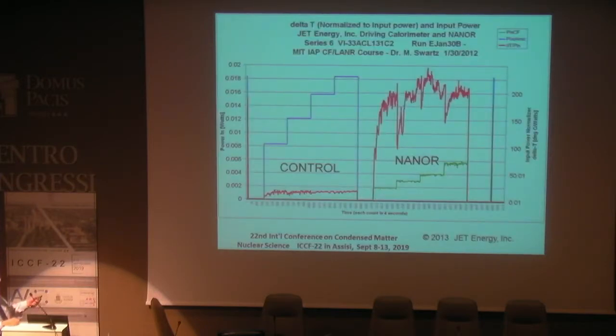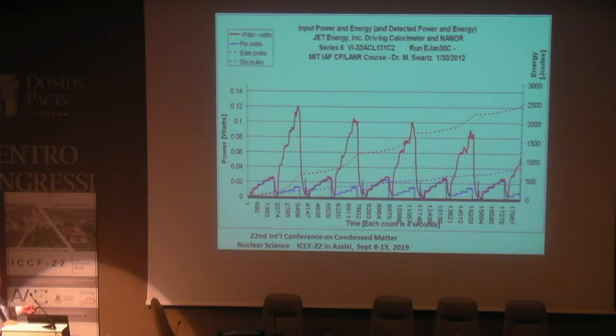This is just another delta T. What we try to do is normalize the delta T to the input power, and then we get a flat line no matter what input it is. Relatively flat line. And we can see there's quite a significant gain here. Typically, what we were seeing was a gain of 1,200%. And from cycle to cycle, it's reproducible.